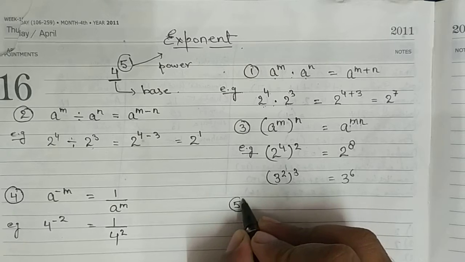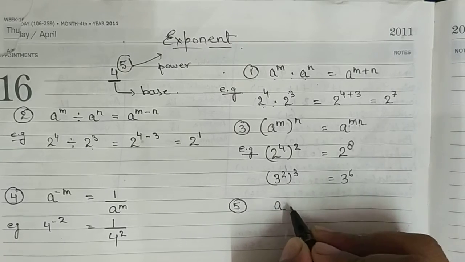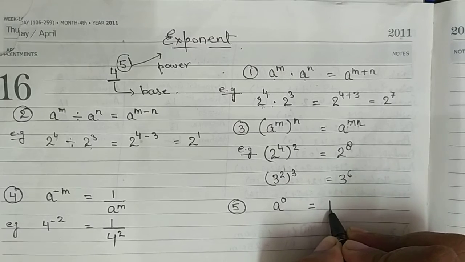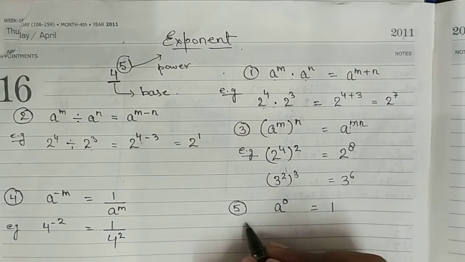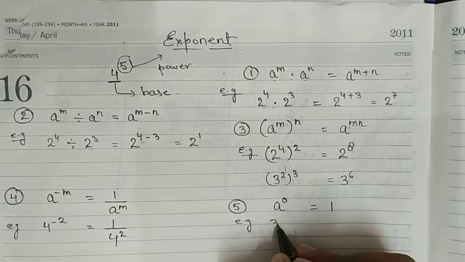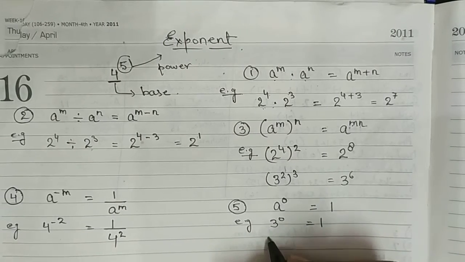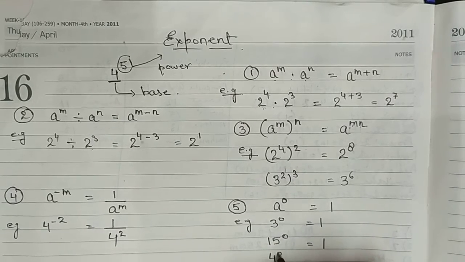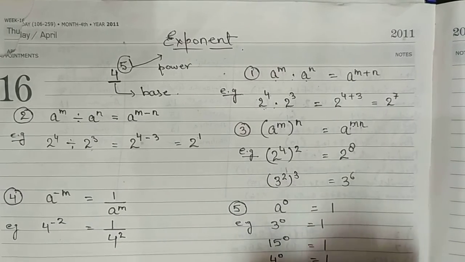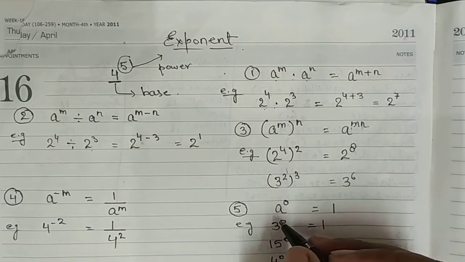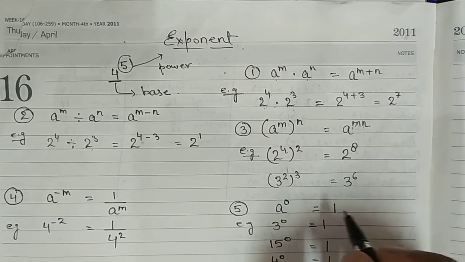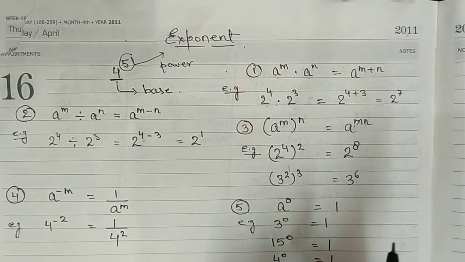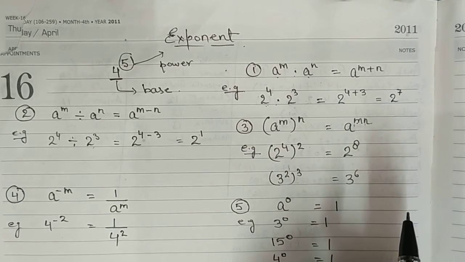Fifth rule. Any base having its power 0, the answer will be 1. Like for example, 3 to the power 0 is 1, 15 to the power 0 is 1, 4 to the power 0 is 1. If base is 0 and power is 0, then the answer will be 1. Clear?